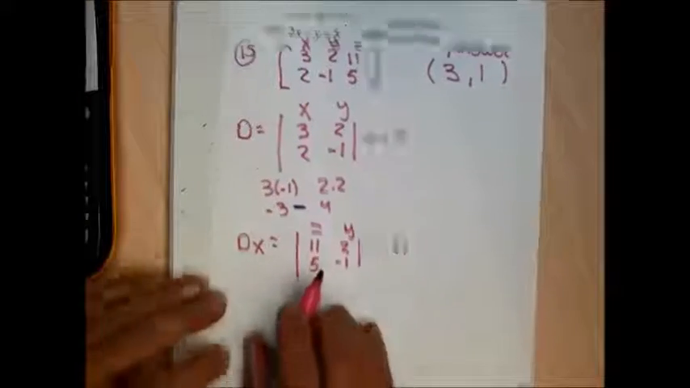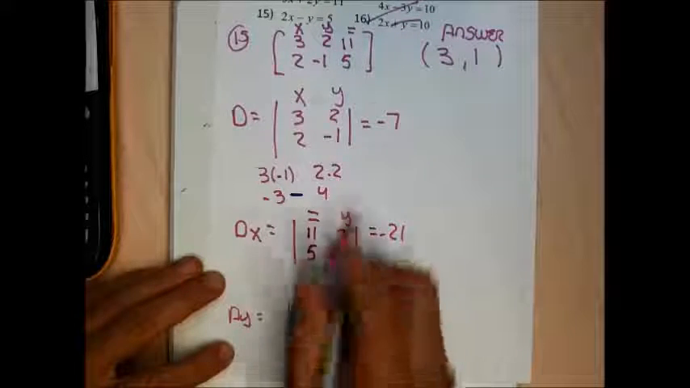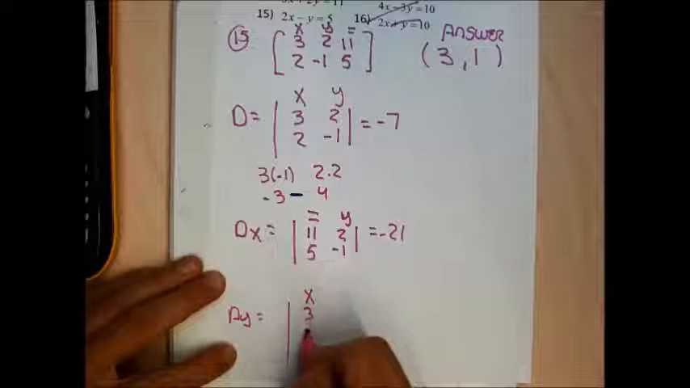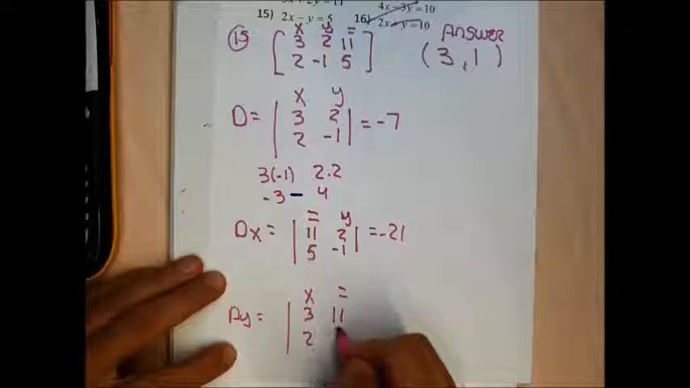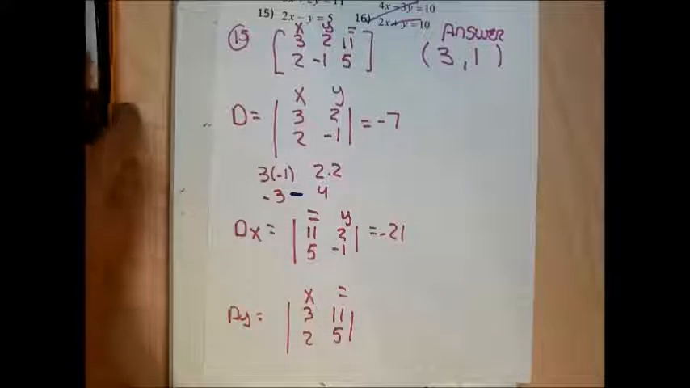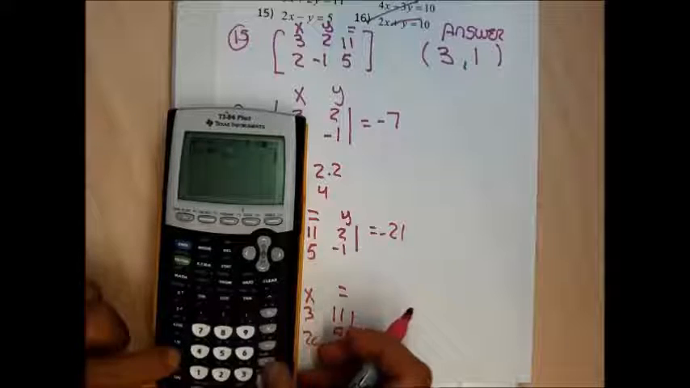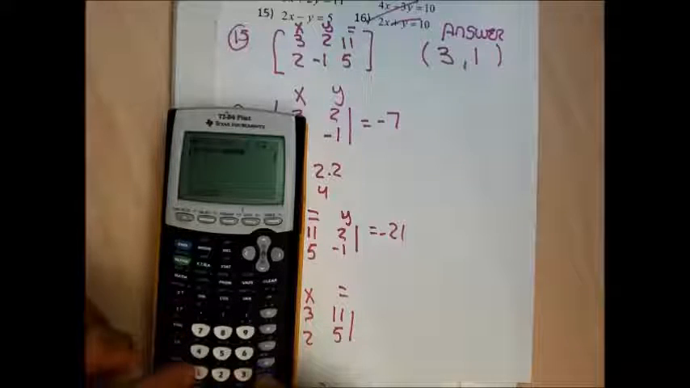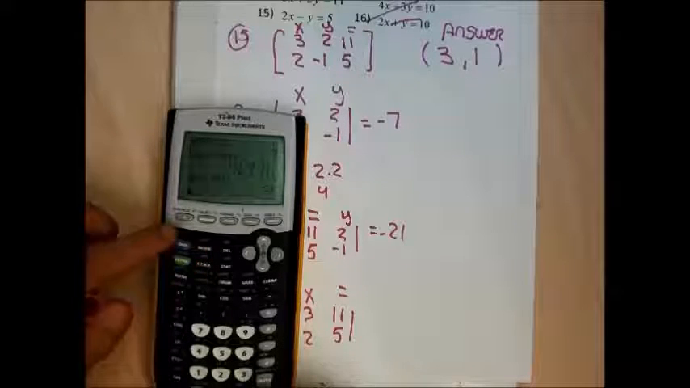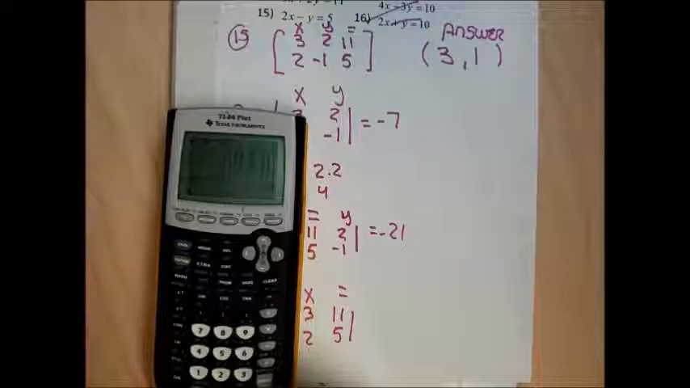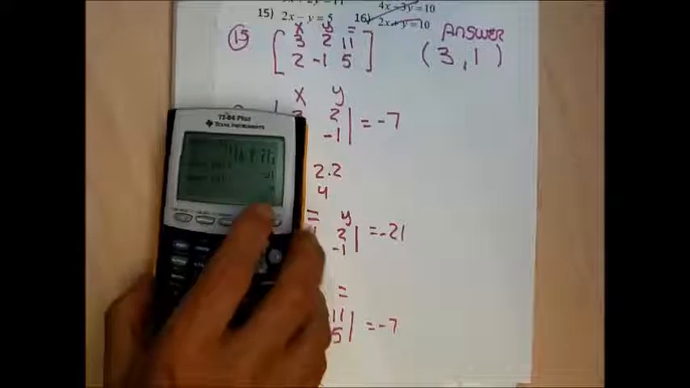The last determinant I need for problem 15 is d sub y. It has the numbers from the x column first, which are 3 and 2. Then the numbers from the equal column, which are 11 and 5. Do that on my calculator as well. So second matrix, edit. That's a 2 by 2 matrix. Then 3, 11, 2, and 5. Second quit. Second enter, and enter. This is negative 7. Now I have my 3 determinants done.